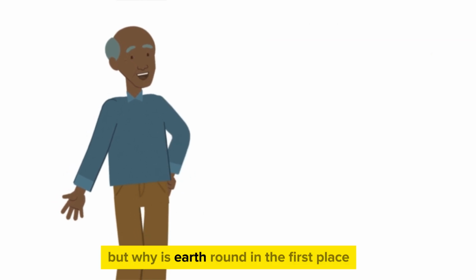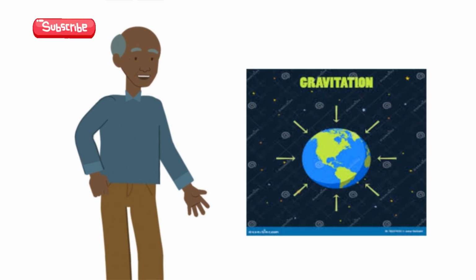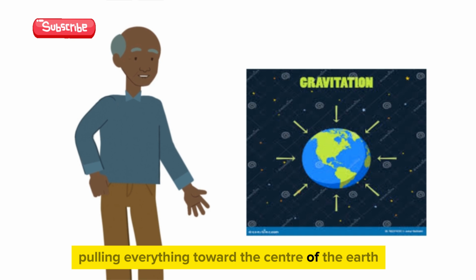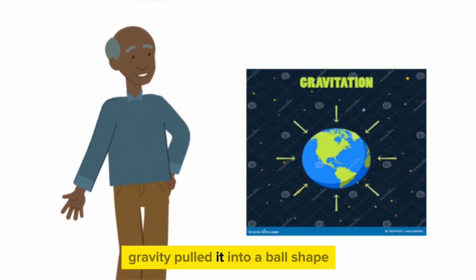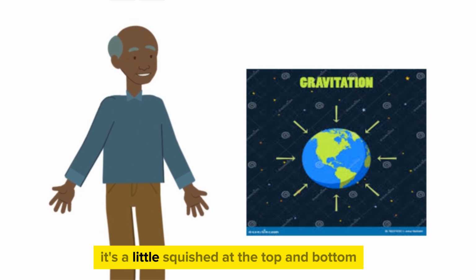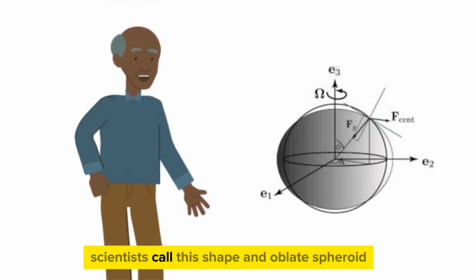But why is Earth round in the first place? It's all thanks to gravity. Gravity is like a giant invisible hand pulling everything toward the center of the Earth. When Earth was still hot and molten, gravity pulled it into a ball shape. But here's a fun fact, Earth isn't a perfect ball. It's a little squished at the top and bottom because it spins. Scientists call this shape an oblate spheroid.